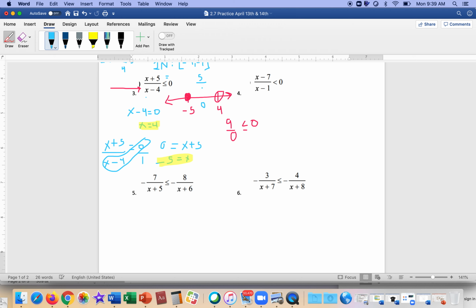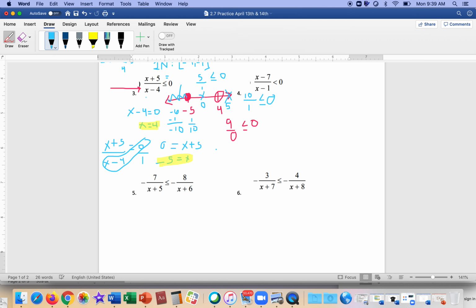Now, if I plug in, let's say, negative 6, negative 6 plus 5 will get me negative 1. Negative 6 minus 4 would get me negative 10. So is 1/10 less than or equal to 0? Yes. So we would check that and shade this region.